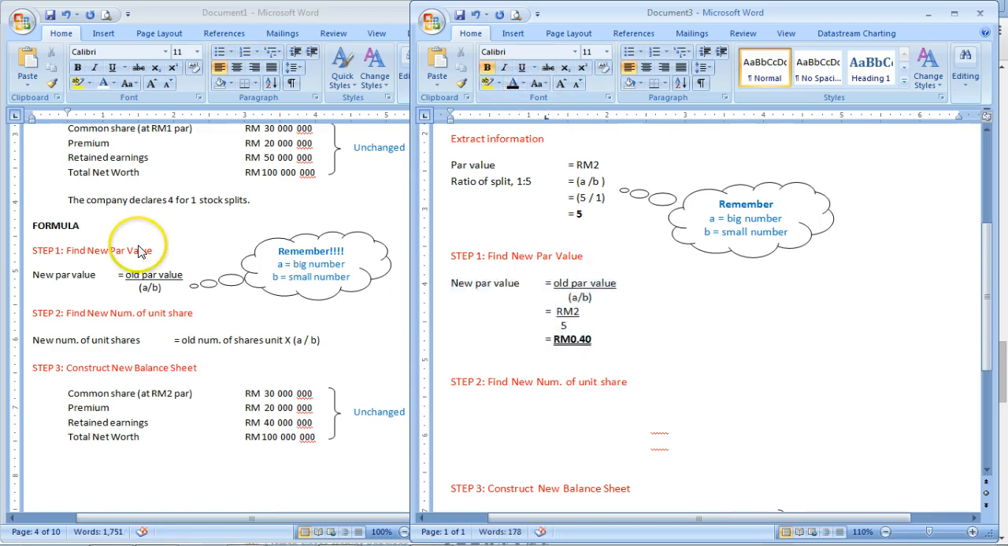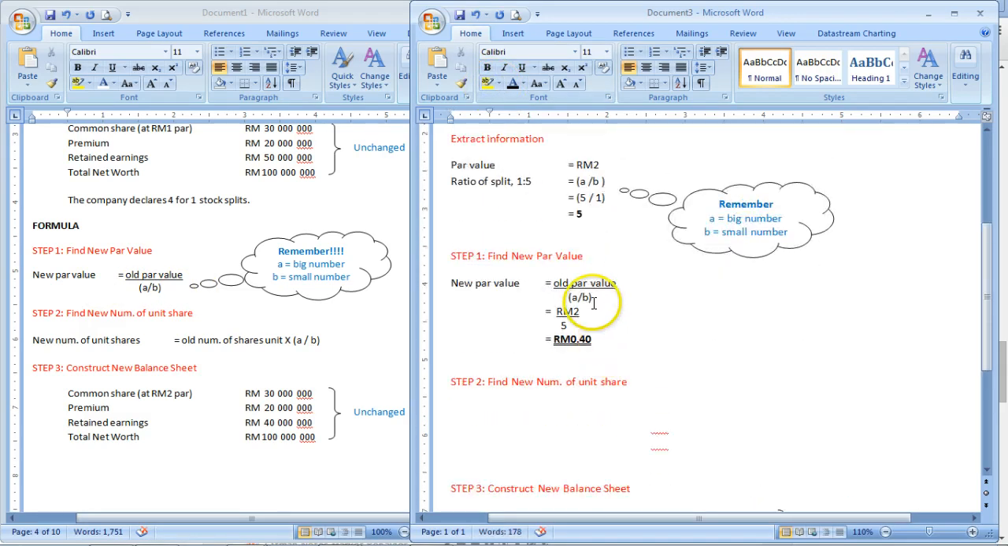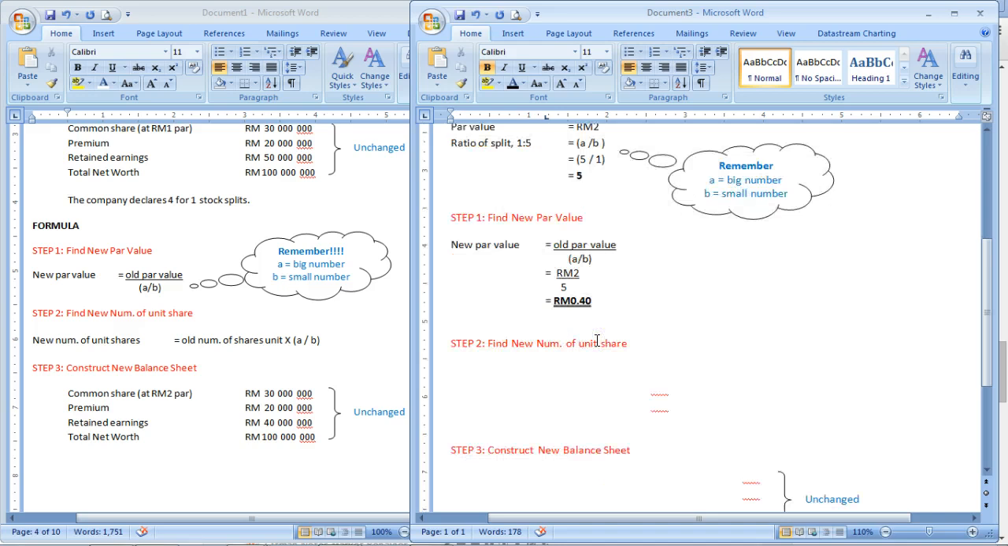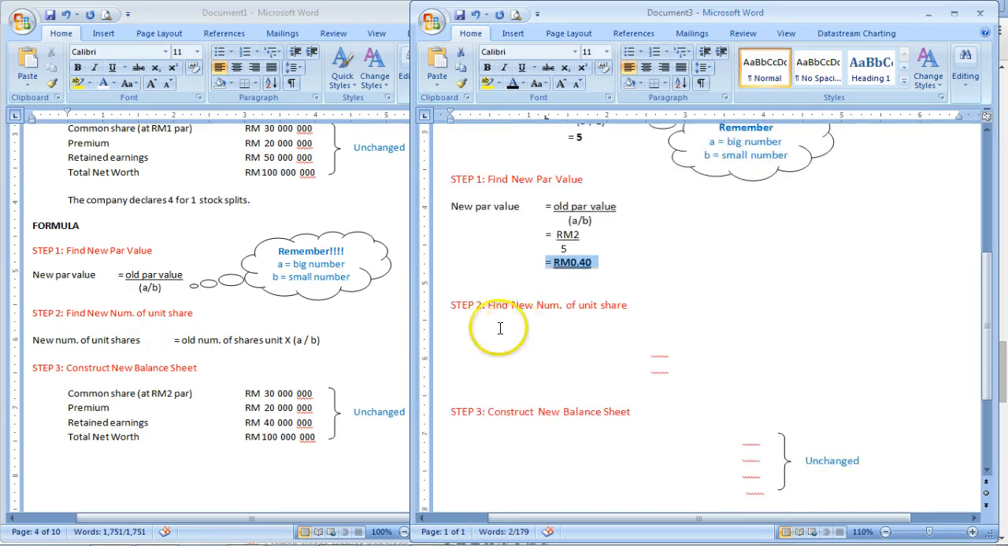Next, find the new par value using this formula, step 1. What is your old par value? It is RM2, divided by your ratio. As I mentioned just now, better you extract the information. So divide by 5: 2 divided by 5, you get 0.40, which is 40 cents. Your old par value was RM2, now it is 0.4, reduced.